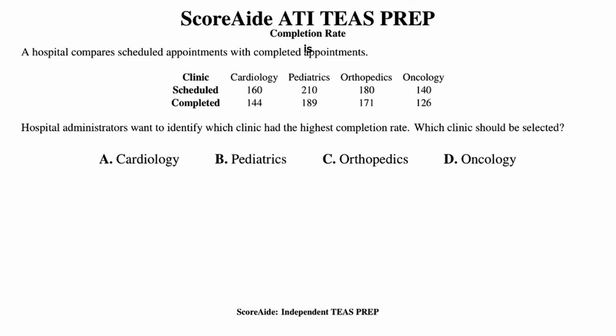So all we have to do is calculate the completion rate, right? The total number of completions divided by the total number of scheduled appointments times 100%, right? So this is going to be 90%. This also is going to be 90%. This is 95%, and this is 90%. So what is the formula going to be?